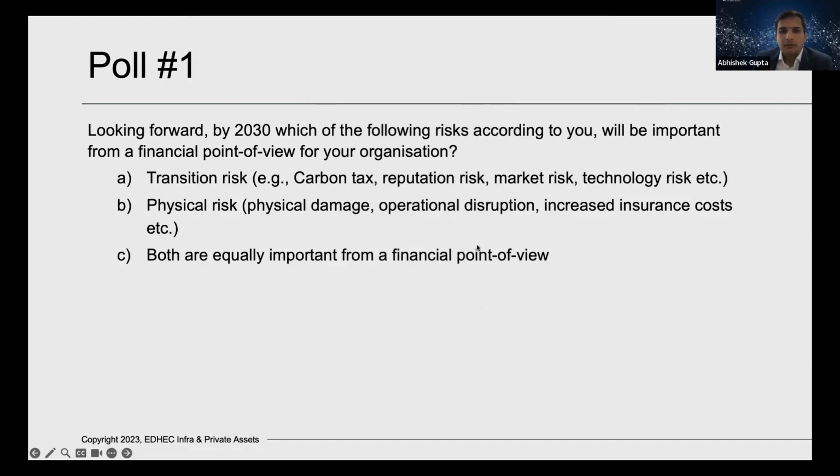So the majority of the people said that both are equally important, but between transition and physical risk, there were more responses towards transition risk. So this is quite interesting. In terms of the climate risk, we expected that both would be important, but also that transition risk plays a role as well. So that's quite interesting for me to see. And we have solutions, obviously, that can cater to both transition risk and physical risk in our data.